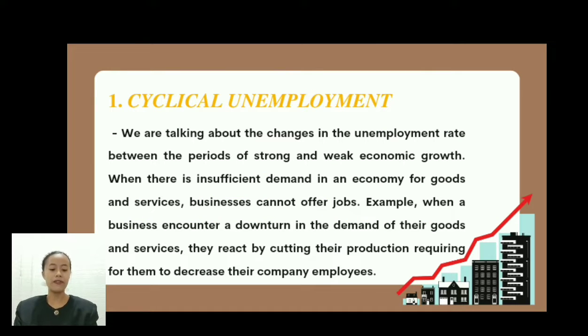The first main type of unemployment is cyclical unemployment. We are talking about the changes in the unemployment rate between periods of strong and weak economic growth. When there is insufficient demand in the economy for goods and services, businesses cannot offer jobs. For example, when a business encounters a downturn in the demand for its goods and services, it reacts by cutting production, requiring it to decrease its employees.